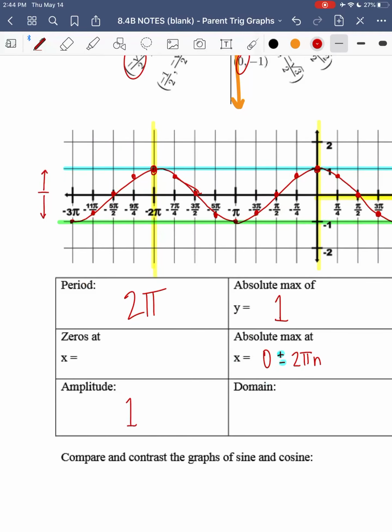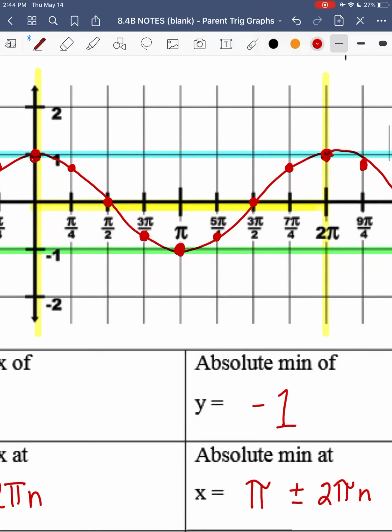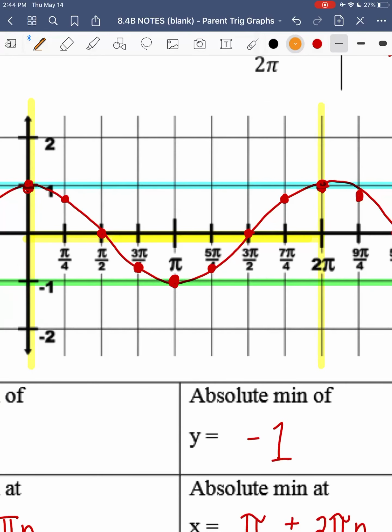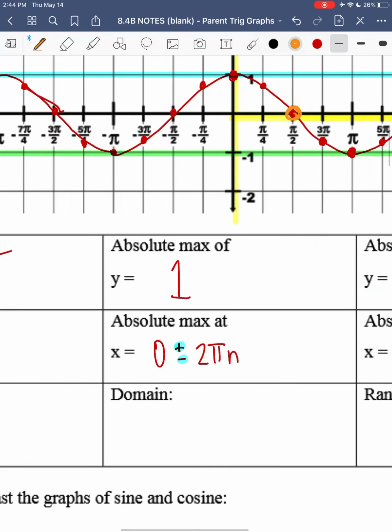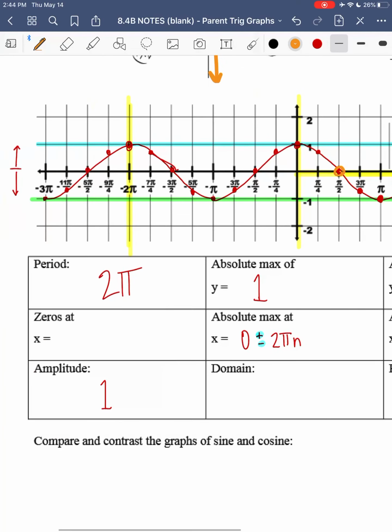I forgot to do the zeros, so we should go back and do the zeros. Zeros happen, let's see. I'm going to look back at our original period. So 0 happened at pi halves. That's when we were right on the y-axis, and at 3 pi halves. So it's like every half turn starting at pi halves. So we're going to do pi halves for zeros.